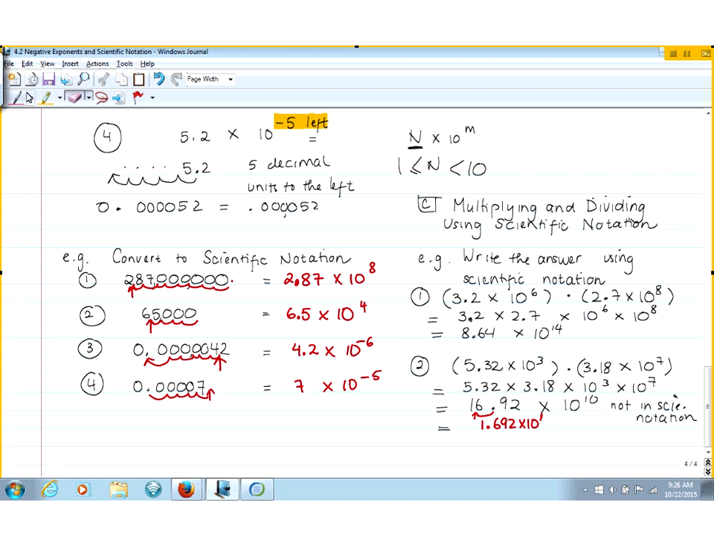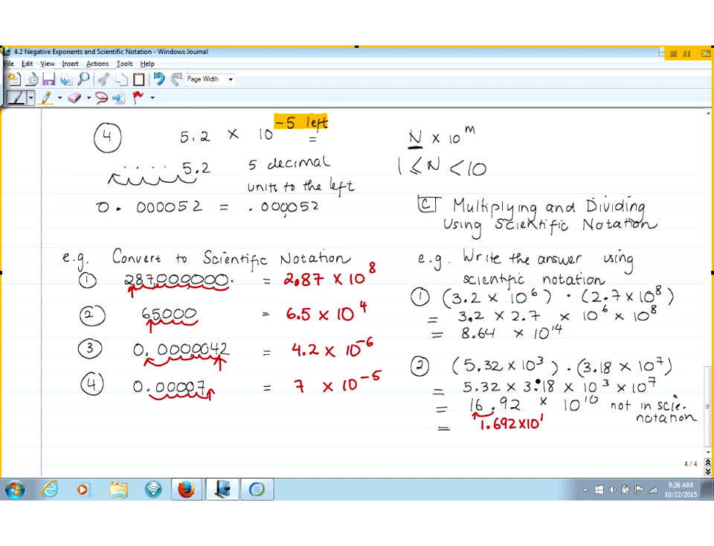Should I write the first power? Oh yeah, maybe it's fine. Because this is not the end product, so I'm just going to leave it. 10 to the first power. Okay, it's not really clear here, but this is 10 to the first power. So 16.92 is 1.692 times 10 to the first power.